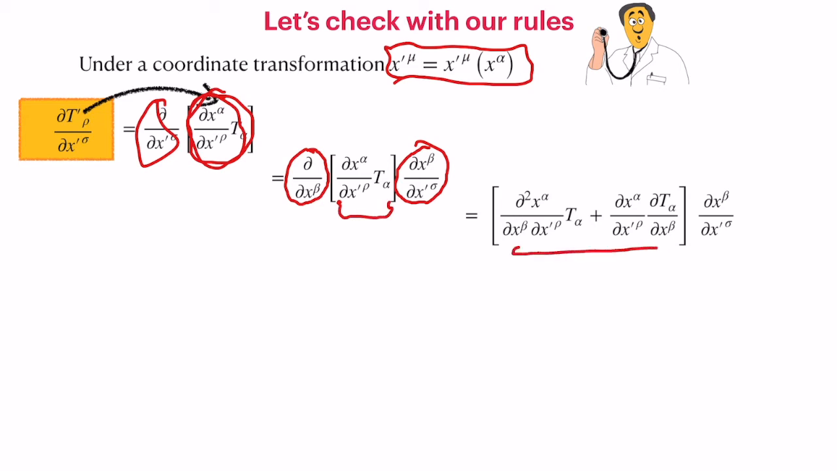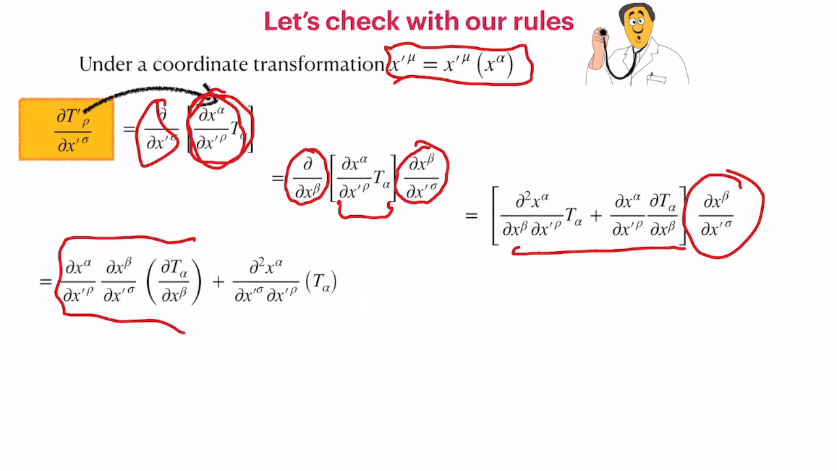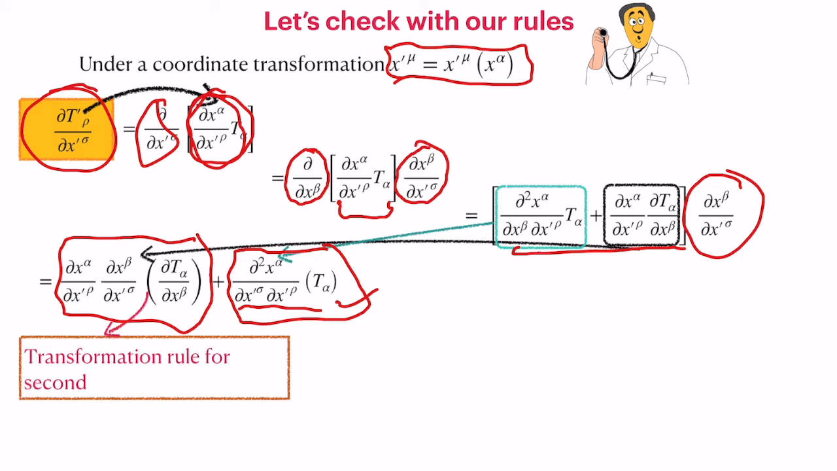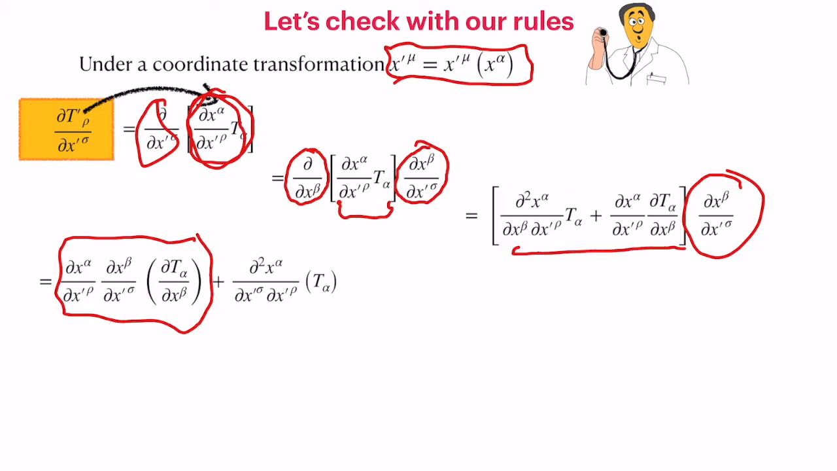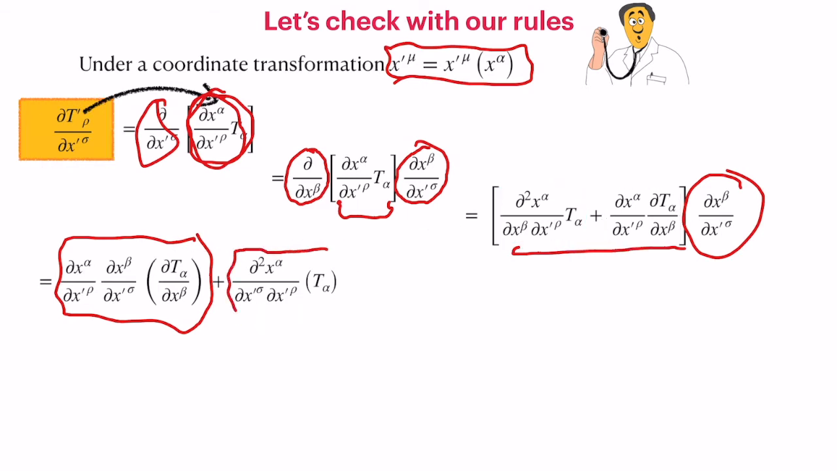That will lead to these two terms, and this factor would remain the same. Let's rearrange this term so that we have one term that looks like a pure transformation law for the second rank covariant tensor. That is what we expect. In addition to that, we also have an additional term, which I have again used the chain rule to rewrite in terms of the derivative of x prime.